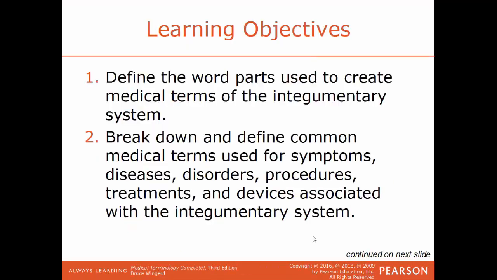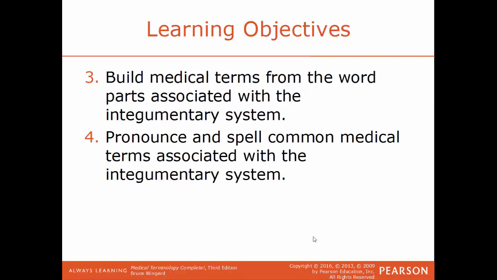Alright, the learning objectives for this chapter: define the word parts used to create medical terms of the integumentary system, break down and define common medical terms used for symptoms and diseases, disorders, procedures, treatments, and devices associated with the integumentary system, build medical terms from the word parts associated with the integumentary system, and lastly, pronounce and spell common medical terms associated with the integumentary system.